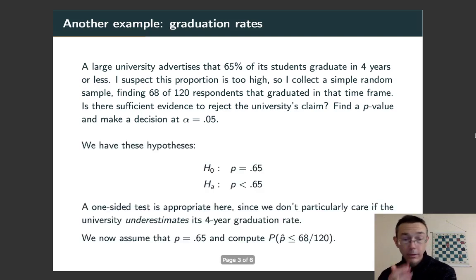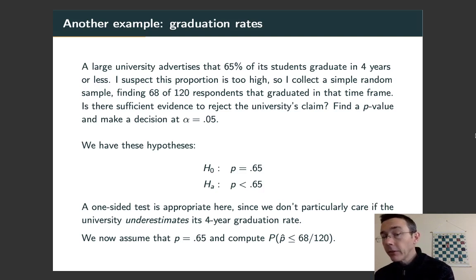So as always, we start with hypotheses. H naught, the null hypothesis, is the idea that our results are just due to chance, that the graduation rate in 4 years or less is actually 65%, and I got 57% just through luck of the draw. The alternative hypothesis is the thing that we're interested in establishing, so p less than 0.65. As always, notice that these hypotheses are written in terms of parameter values, numbers that are describing a population. The sample data, the 68 out of 120, is what we'll use to decide between these two. The hypotheses are never formulated in terms of samples.